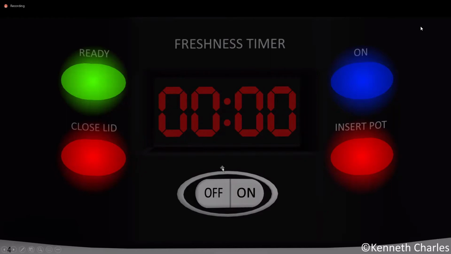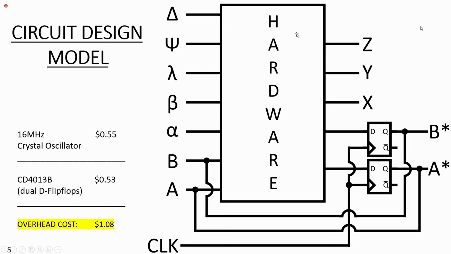As soon as you flip the power switch, the on LED will illuminate. At any time, if you open the lid, the close LED will come on, or if you take the carafe out, the insert pot LED will turn on. And then once it's finished brewing, the green ready LED will illuminate, and then this counter will start counting up. All designs will follow this.